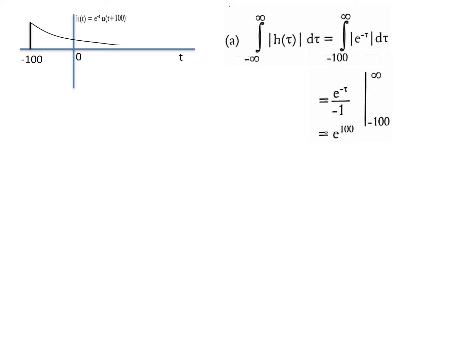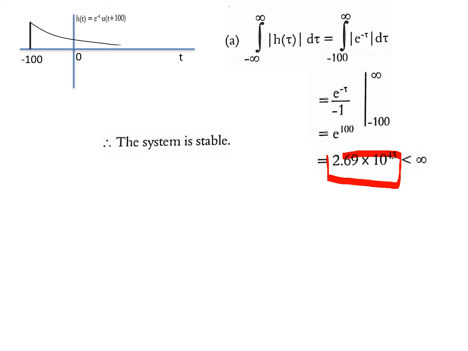Therefore this is e to the power of minus t into 1, because u of t plus 100 is 1, you can ignore that. You can also ignore the mod, because it is not required here. Then if you integrate and apply the limits, you'll get e to the power of 100, which is a finite number, that is 2.69 into 10 to the power of 43. It's a very, very large number, but still it is finite, less than infinity. Therefore the system is stable.